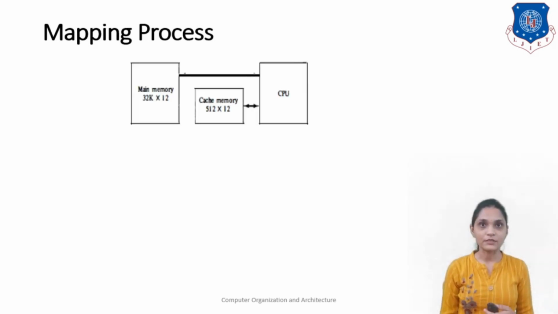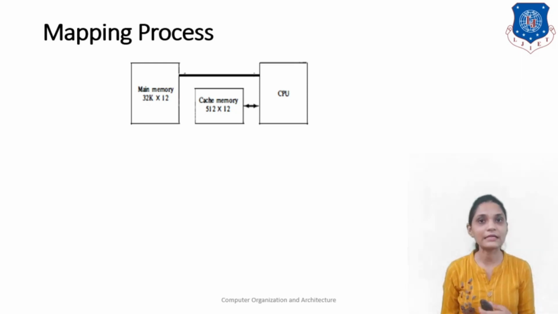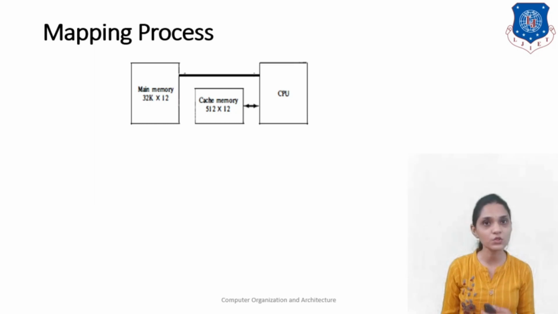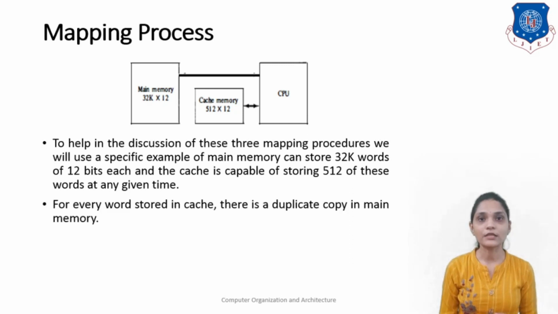For this example, here we have a main memory of 32K x 12. That means it has a total of 32K locations to be addressed, and each location contains 12 bits. And a cache memory of 512 x 12. That means it has a cache of 512 locations. These two are connected with the CPU. So, we will see how we can access this cache memory and main memory.